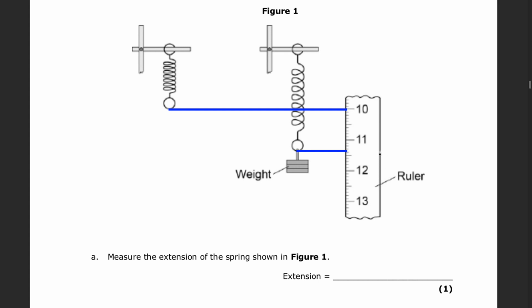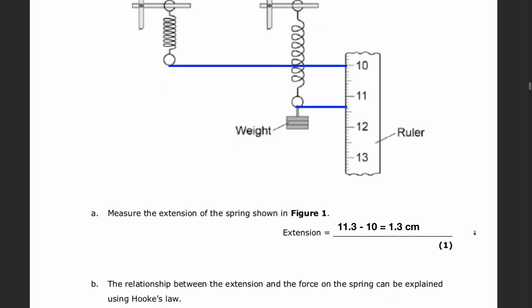Now, to find the extension, we have to find the difference between these two readings. So the first reading is at 10 centimeters, the second reading is at 11.3. So to find the extension, all we have to do is 11.3 minus 10, which will give us 1.3 centimeters. That's pretty straightforward. Let's go to question B.